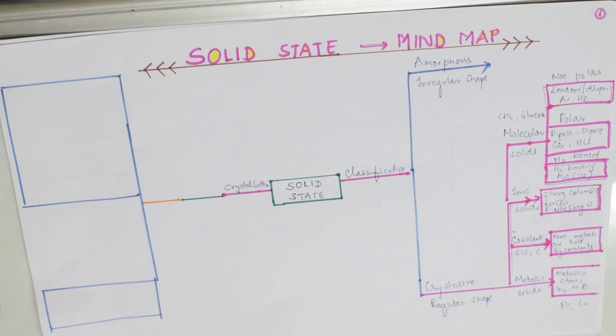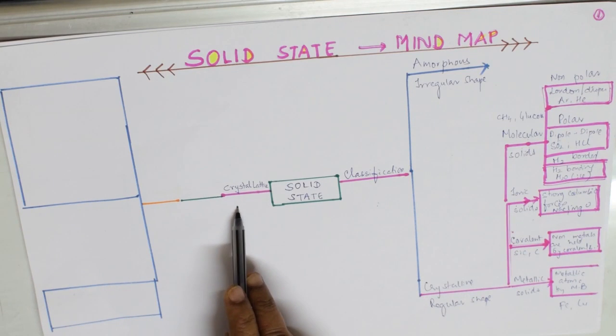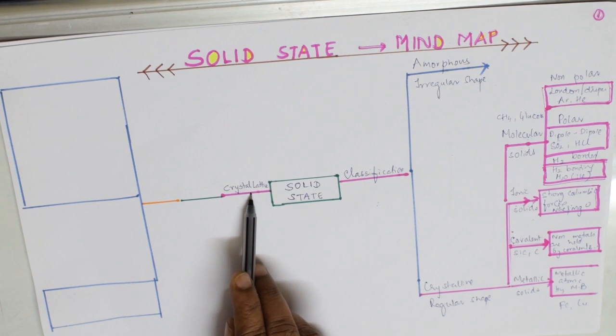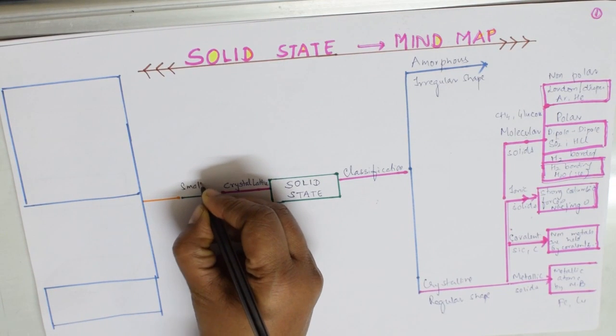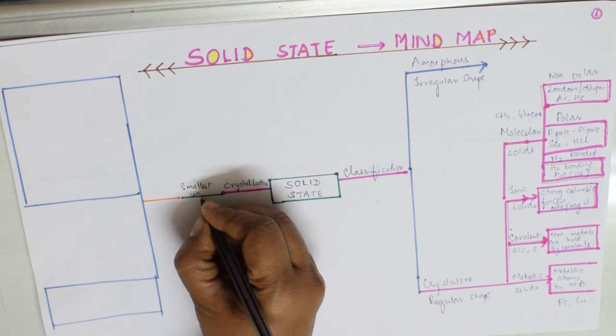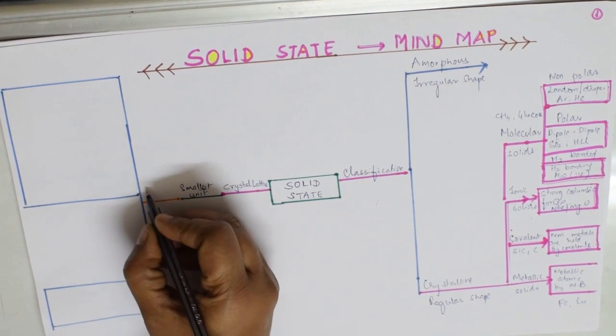Right students, now after this classification, let's come back to the basic unit of the solid state, that is we speak in terms of crystal lattice, isn't it? So the packing of the solids is in what? Basically they are packed in the form of a crystal lattice. Now crystal lattice, what is the smallest unit? If I have to write in crystal lattice, I am using a black pen now. I think it is clearly visible. So in crystal lattice, the smallest unit is nothing but unit cell.